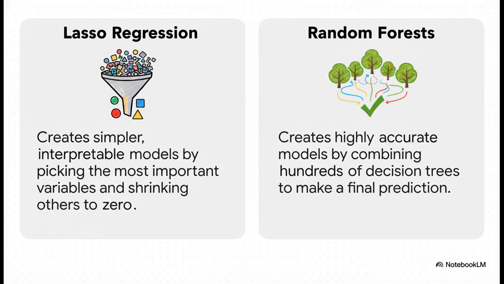Over on one side, you've got lasso regression, a fantastic tool for simplicity. It's brilliant because it finds the few critical factors that truly matter, and it just cuts through all the noise. But on the other side, random forests go for pure predictive power. They basically build an army of models to get the most accurate answer possible, even if the why behind it is a little more complicated.